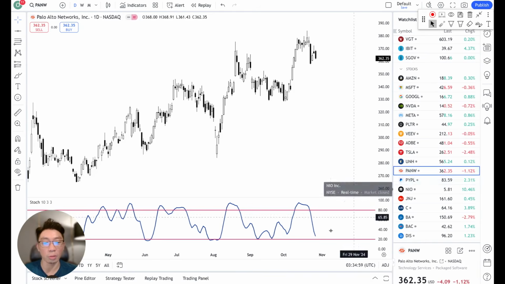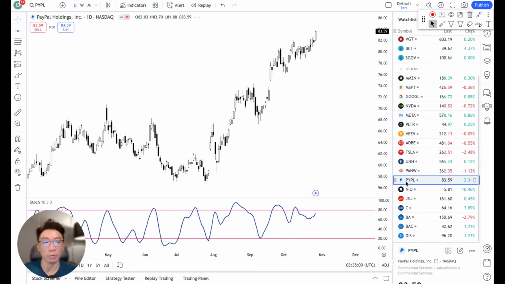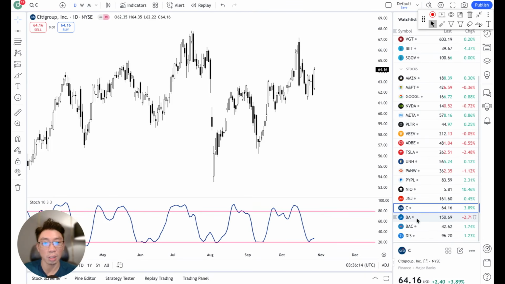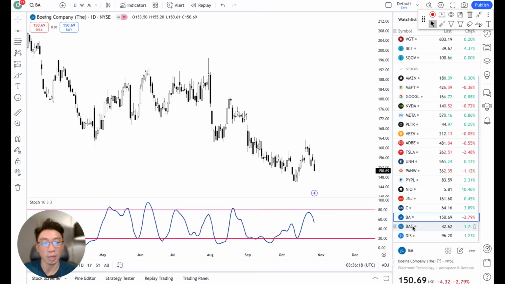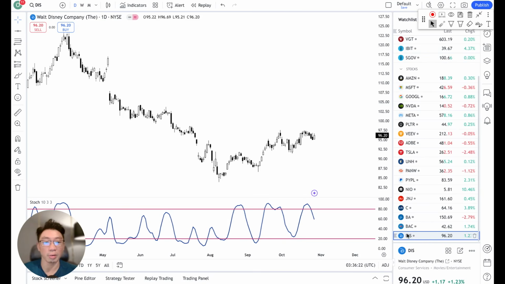Not overbought, oversold. Now this is getting closer to where the oversold is, so definitely you will want to pay attention to this over the next few days. But at this point, just skip over. PayPal, same thing as well. Just skip over, go to C, close to oversold, not yet. BA, not yet. BAC, not yet. Disney, not yet. All right, so as you can see, we've just cycled through the watch list.